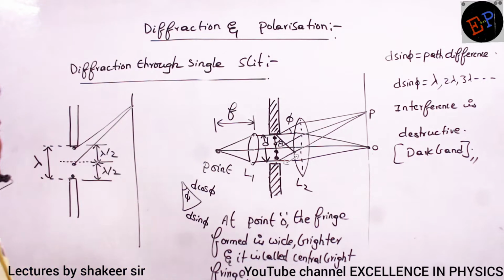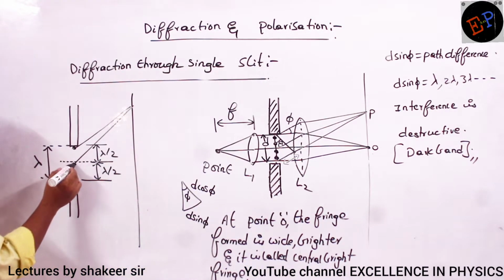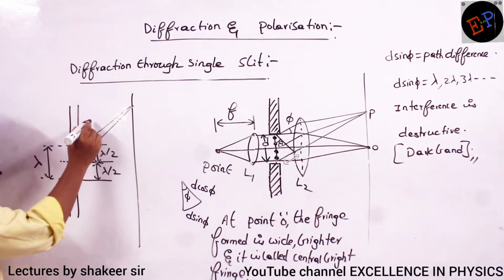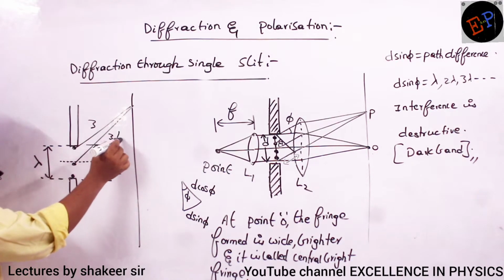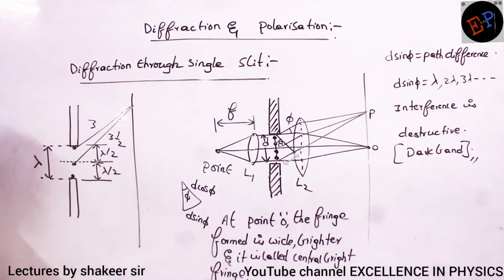Understood, right? So when the path difference is lambda by 2, for example here 3 waves are traveling, here 3.5 waves are traveling, so they will interfere destructively.